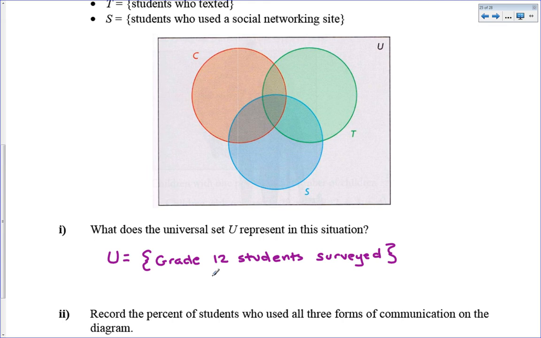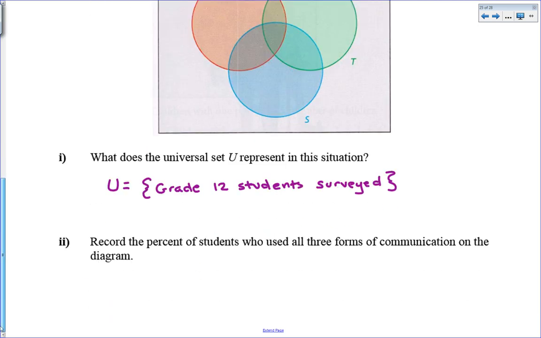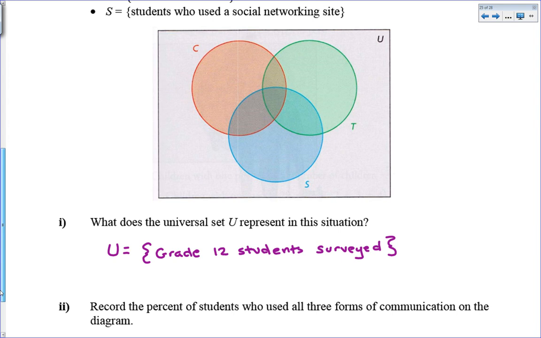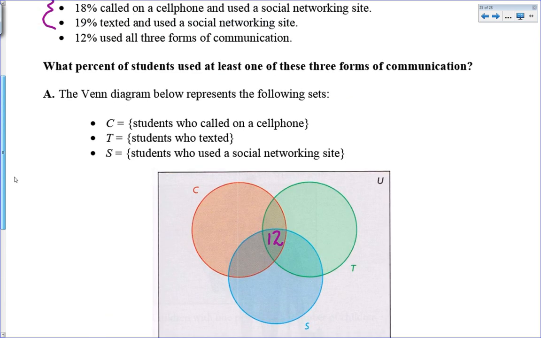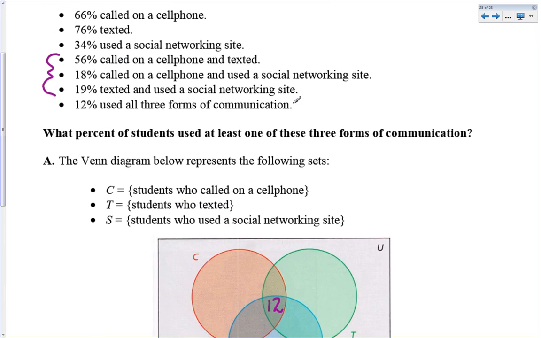Okay. Record the percentage of students who used all 3 forms of communication on the diagram. So that is 12. That goes in the middle. Okay, and so we've used this one here. We've done this one. Okay. So we'll go on to the next page here.